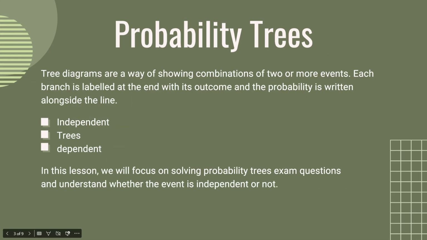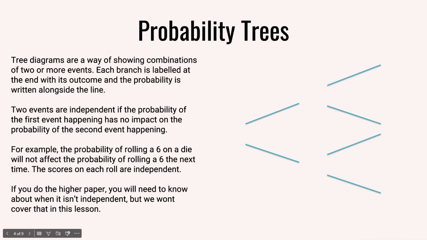So, what are probability trees? Probability trees, or tree diagrams, are a way of showing combinations of two or more events. Each branch is labelled at the end with its outcome, and the probability is written alongside the line. In this lesson, we will focus on solving probability trees exam questions and understand whether the event is independent or not. So, here is an example of a probability tree.